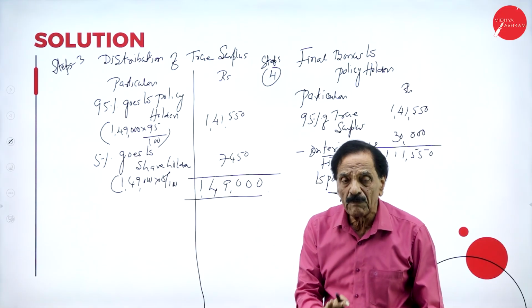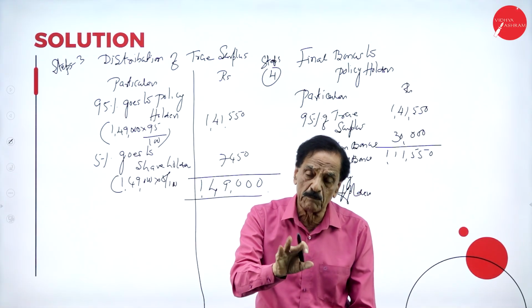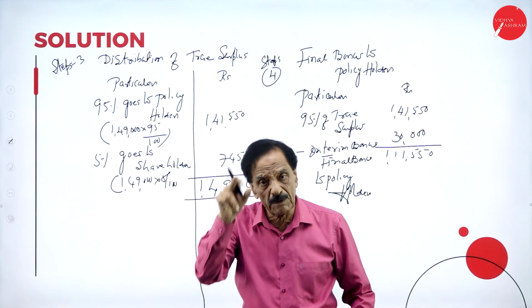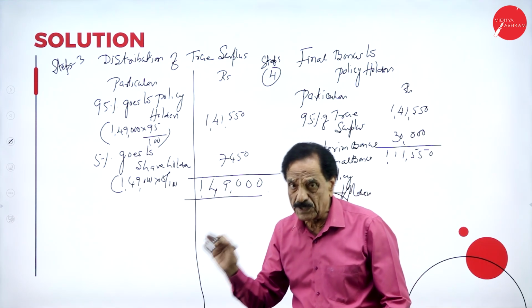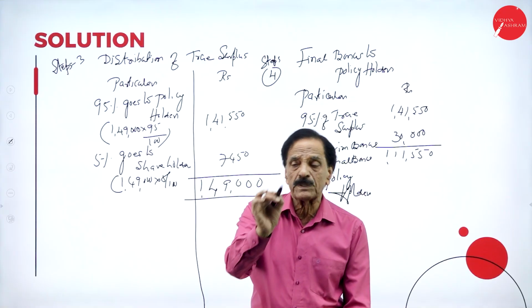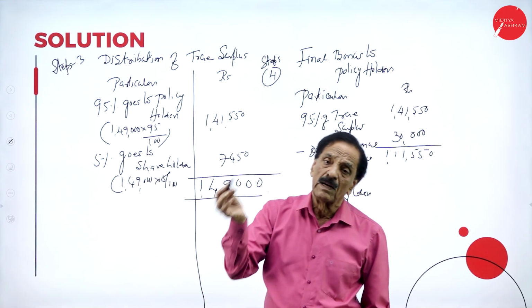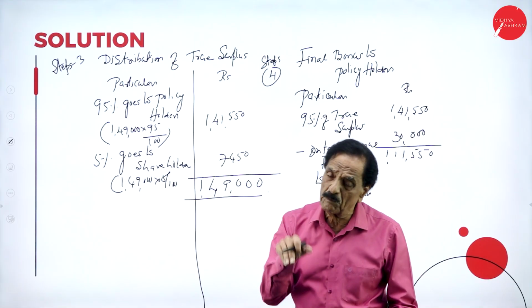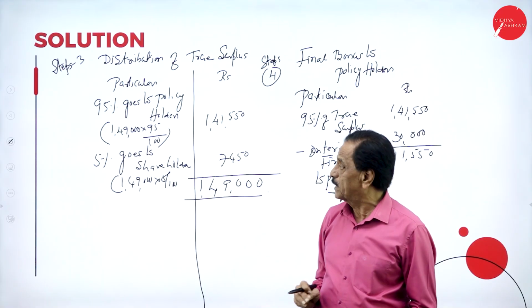So what is the first one? Valuation balance sheet, find out the surplus. Interim bonus should be added. Dividend should be deducted. Profit carried forward should be deducted. That is the true surplus available. Out of the true surplus, step number 3, 95% goes to policyholder, 5% goes to shareholder. Out of the 95%, the interim bonus already paid should be deducted. That is the final bonus payable to policyholders.